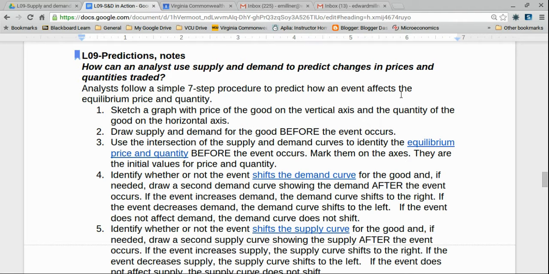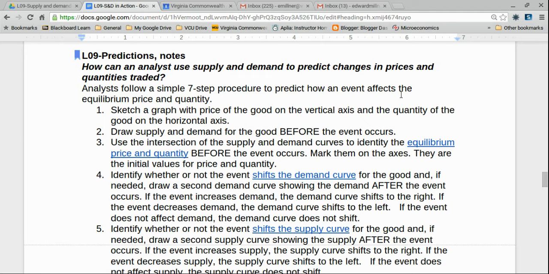Use the intersection of the supply and demand curves to identify the equilibrium price and quantity before the event occurs. Mark them on the axes. They are the initial values for price and quantity. These first 3 steps give you a starting point. They say, here's the market before something happened. Now let's figure out what's going to happen from there.